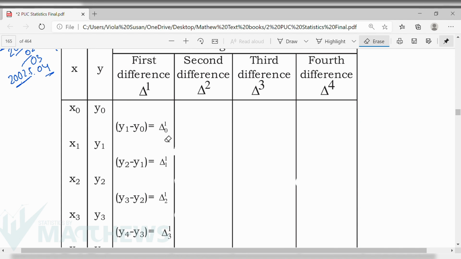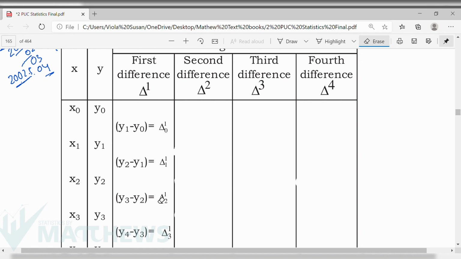Delta naught raised to 1, delta 1 raised to 1, delta 2 raised to 1, delta 3 raised to 1, and this is all about the first difference. Okay, this is the first difference column.